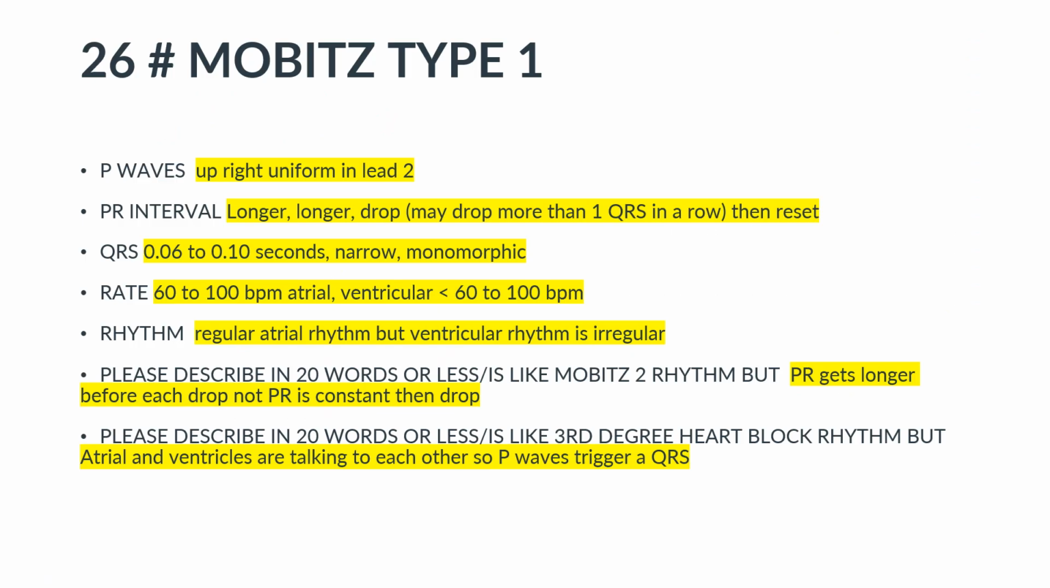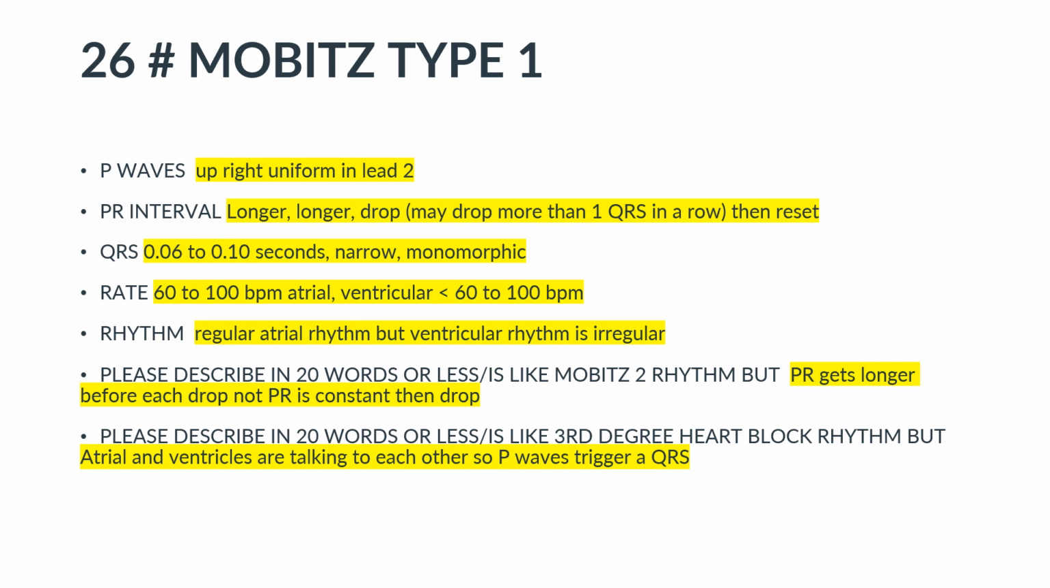So Mobitz type 1: P waves upright and uniform in lead 2, and as said, that PR interval, longer, longer, drop, Wenckebach, right? And then it's going to reset, right? Oh, thank goodness, I went on vacation. And so it comes back, it's kind of rested and can start all over again. Anyways, we aren't affecting that His-Purkinje system, so all this is totally normal.